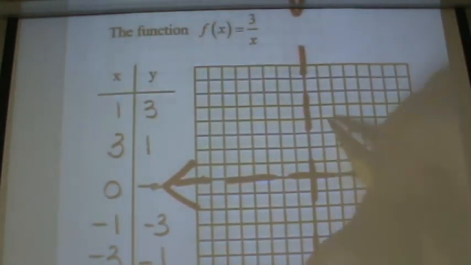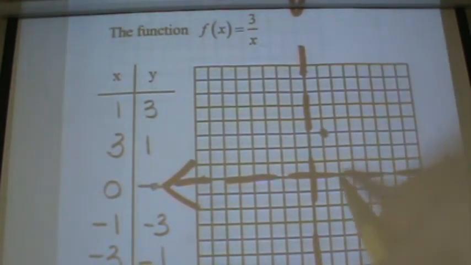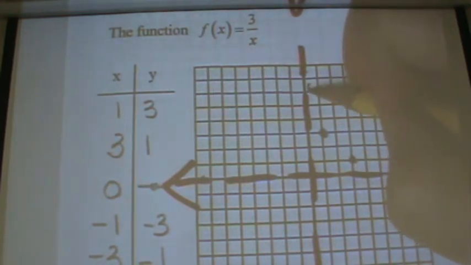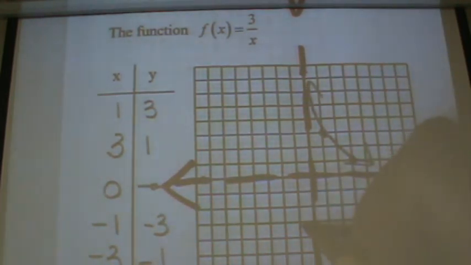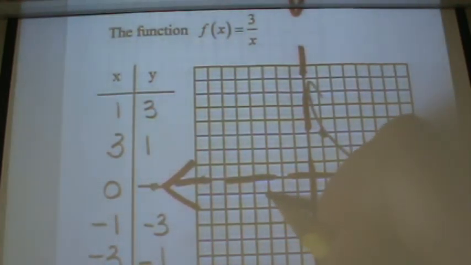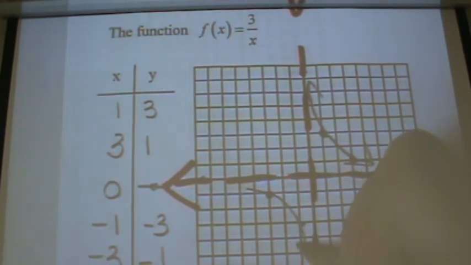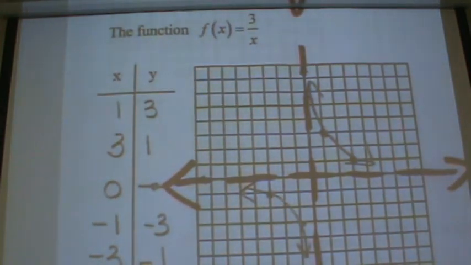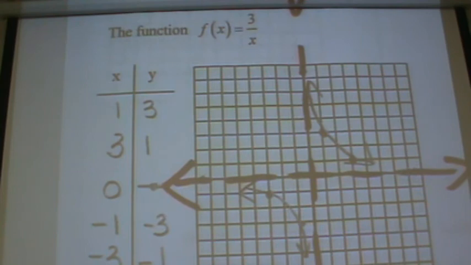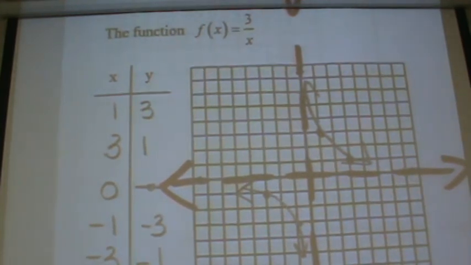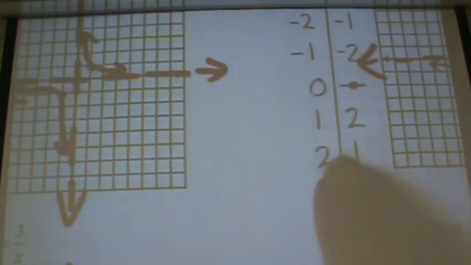So over 1 up 3, over 3 up 1. Anyone see a pattern yet? So this one was 1, 2, 2, 1.